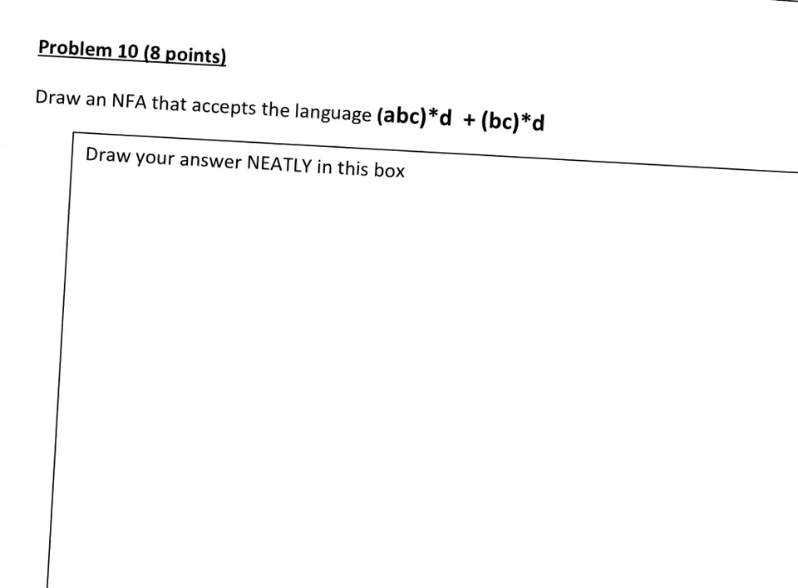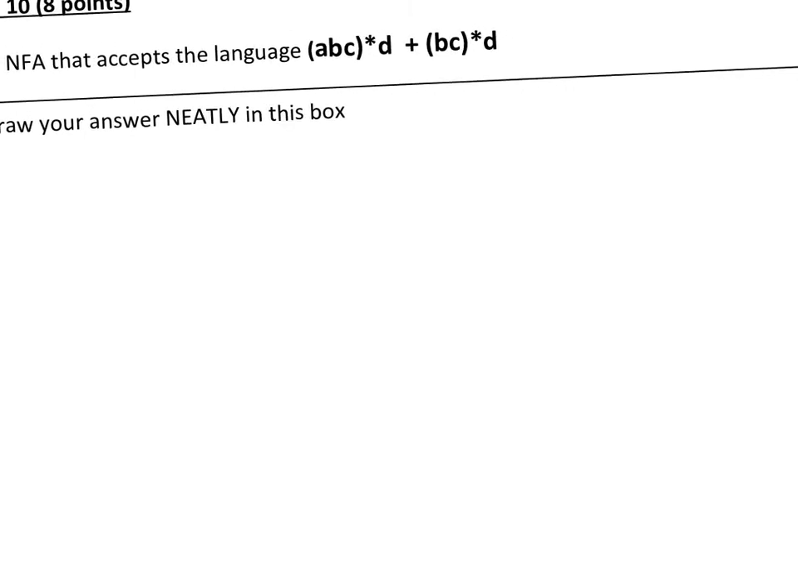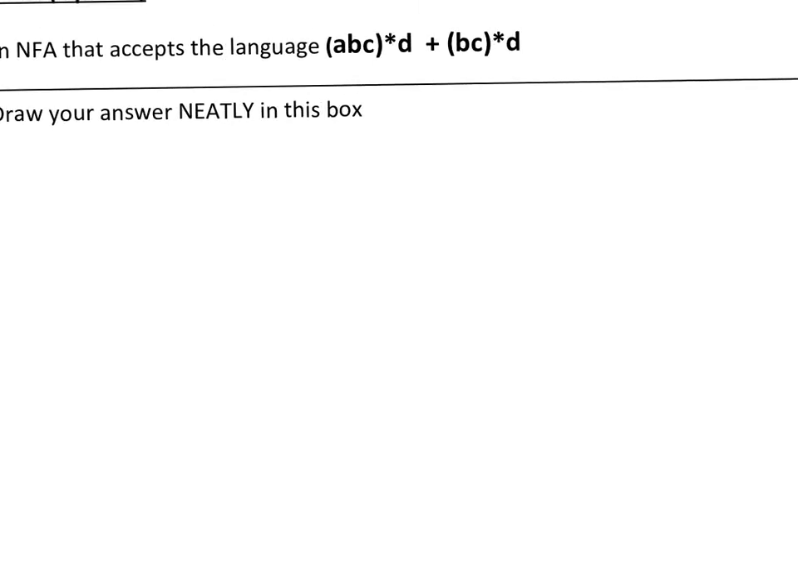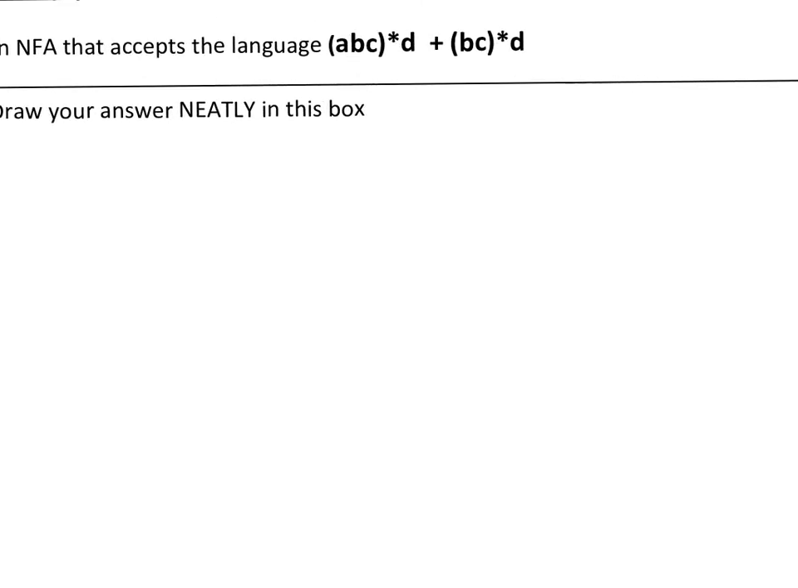Okay, so now we've got to draw an NFA that accepts the language A B C star D plus B C star D. So let's make one. That's a 1, our start state.